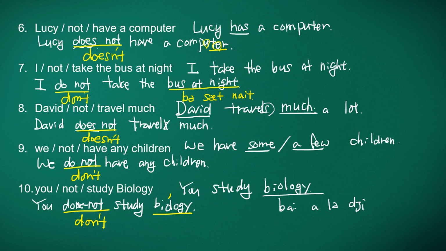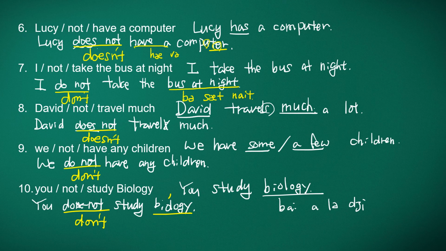Lucy doesn't have a children, so this one you can say "have a." Have a. Lucy doesn't have a children. I'm sorry, computer. Lucy doesn't have a computer. I don't take the bus at night. David doesn't travel much. We don't have any children. You don't study biology. Just one more time. Lucy doesn't have a computer. I don't take the bus at night. David doesn't travel much. We don't have any children.